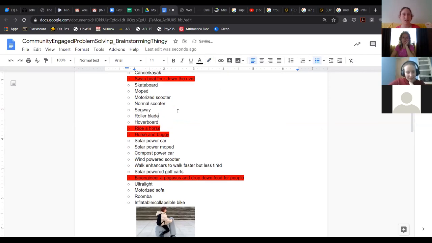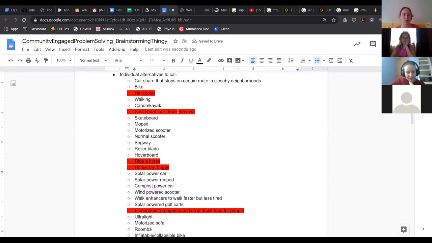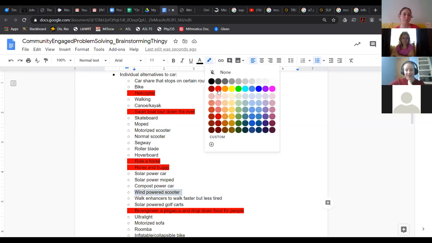Here you go. You have motorized scooter and you also have wind powered scooter. Which one do you think is better? I'm not sure how the wind powered scooter would work. Oh, you could do like a sail. I have no idea how that would work, but I don't think it would work as well. I'm not sure how a wind-powered scooter works, just because conservation of energy and conservation of momentum exist.